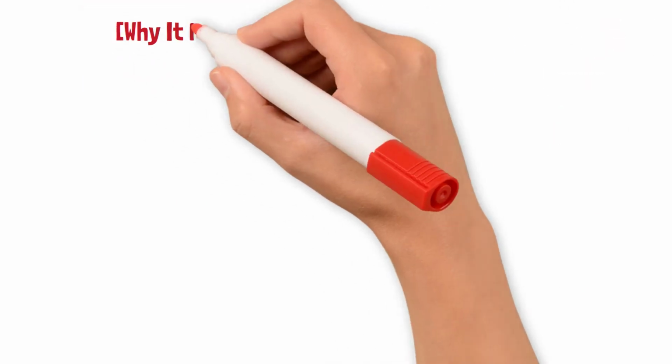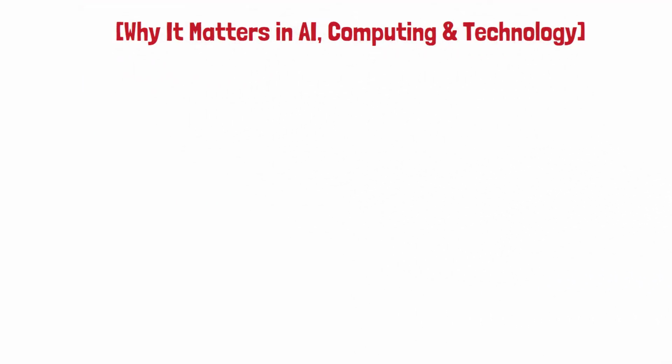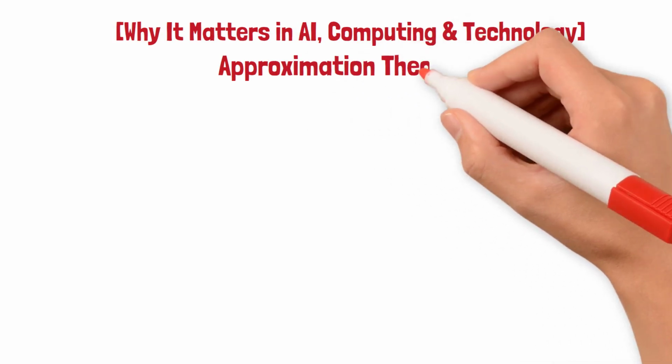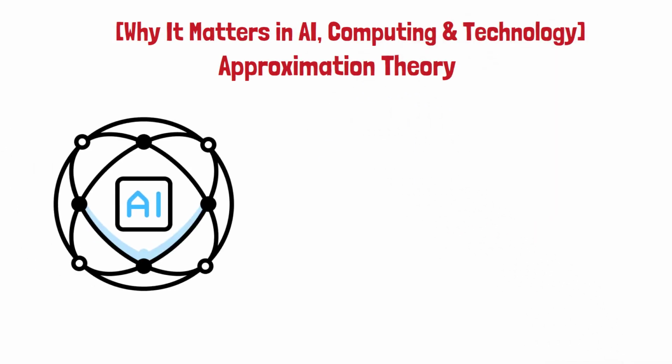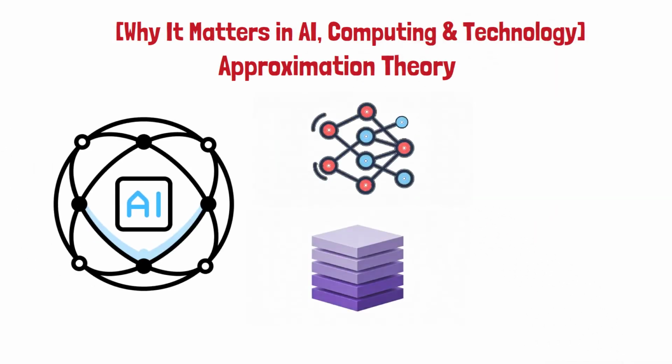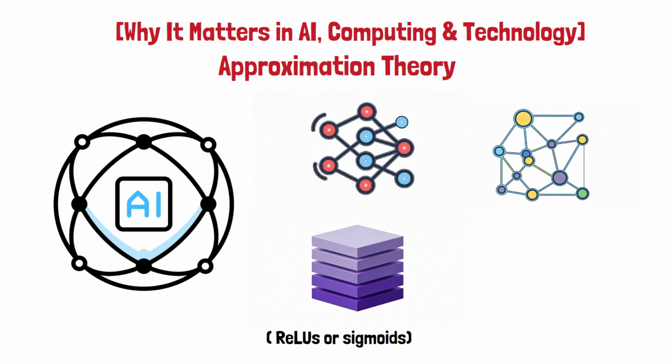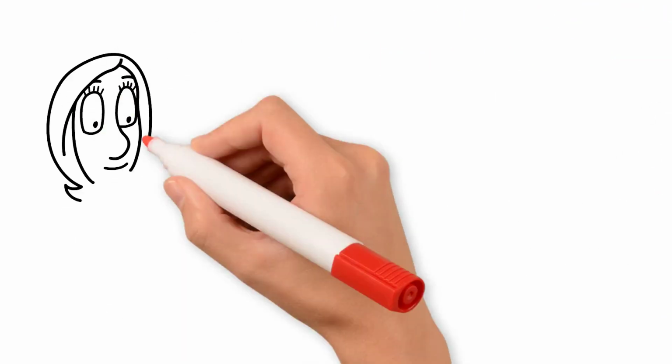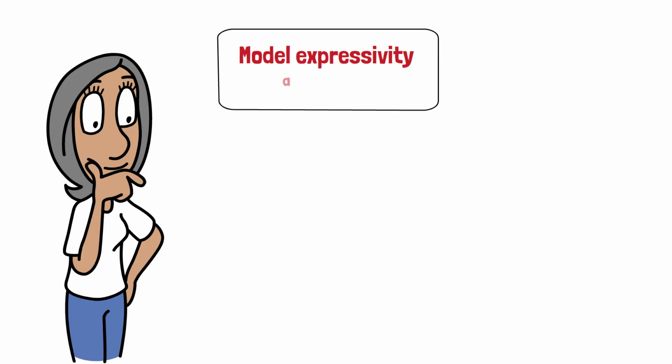Why it matters in AI, computing, and technology. Approximation theory is central to modern AI. In neural networks, it explains why layers of simple functions, like ReLUs or sigmoids, can combine to approximate extremely complex patterns. In machine learning, approximation guarantees help us understand model expressivity and generalization.